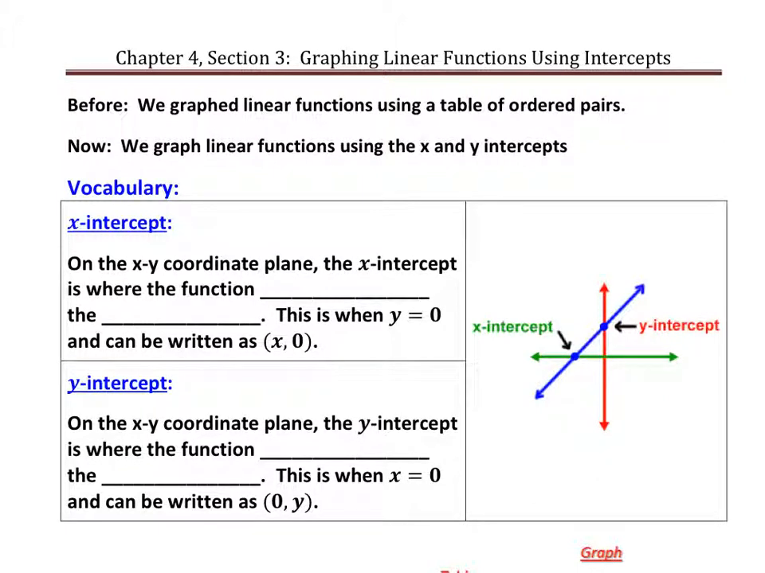Hi everyone, we're going to move on to Chapter 4, Section 3, and this section is on graphing linear functions using intercepts. So far we have been graphing linear functions by making a table of ordered pairs. We can either start with a particular domain set that has been given to us, or we can make our own and graph that linear function using those pairs in our table. Now we're going to learn how to graph linear functions using the x and y intercepts.